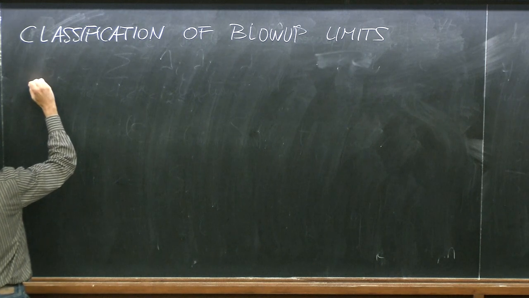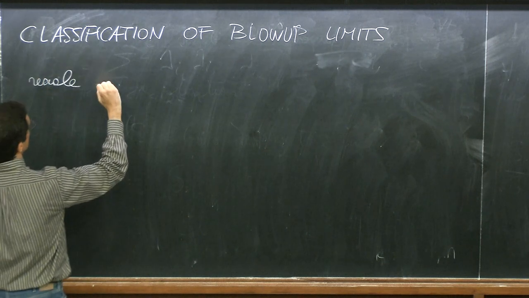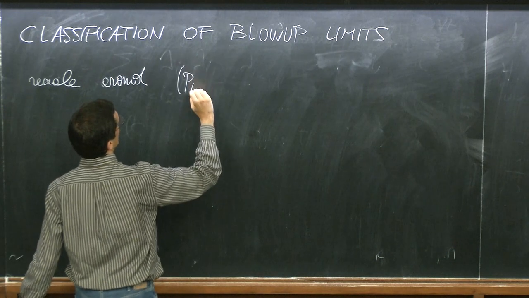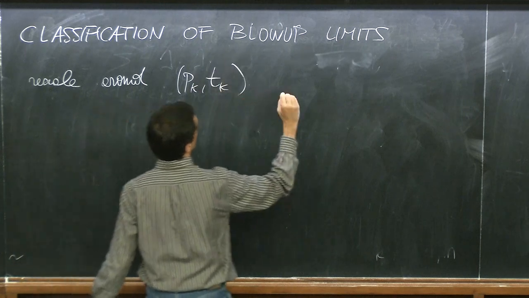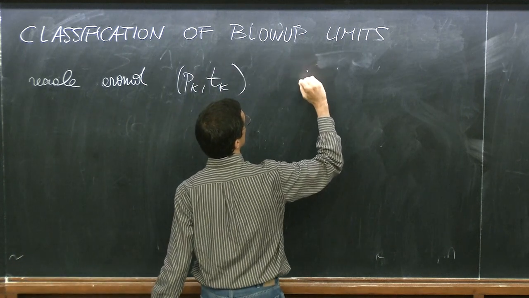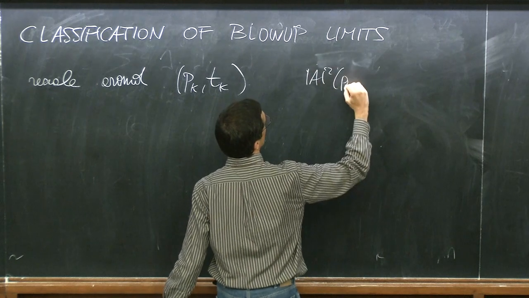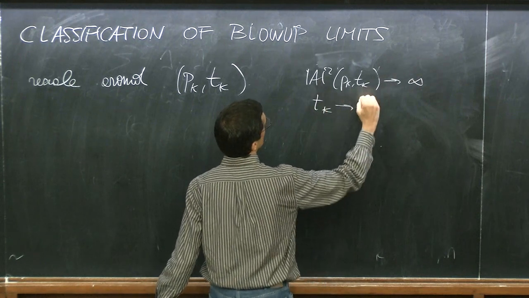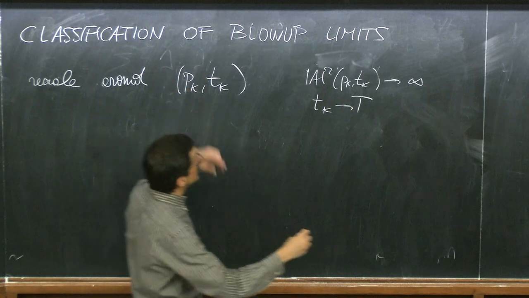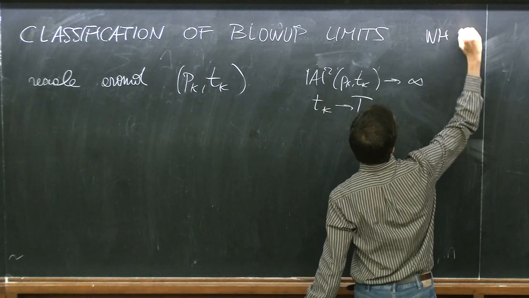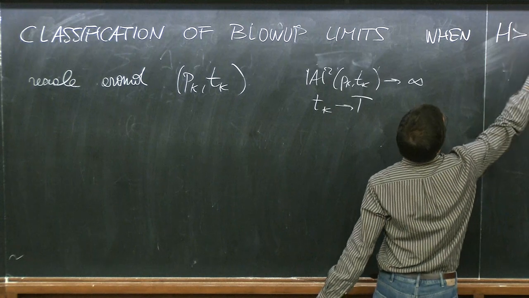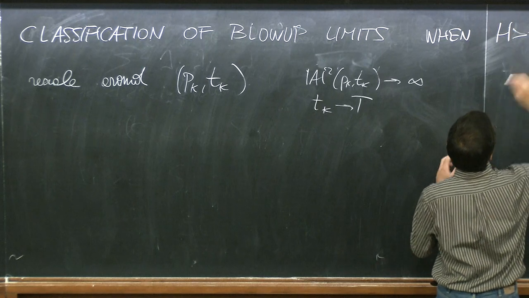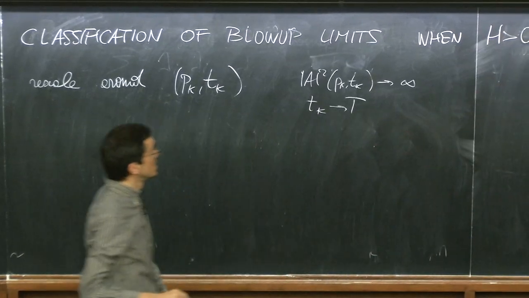So by rescaling around some family of points such that the square of t_k goes to infinity, t_k of course goes to T. So this classification, I stress that, it's confined to the case of mean convex hypersurfaces.